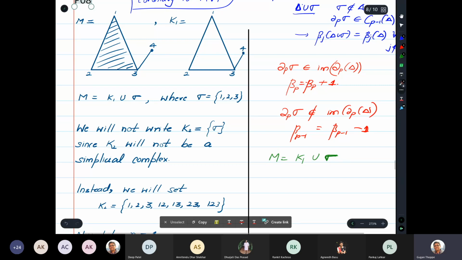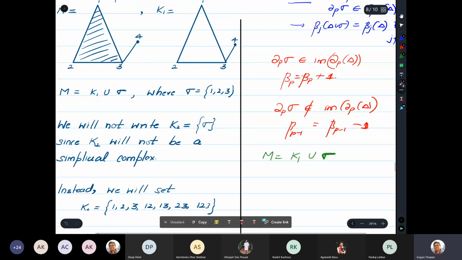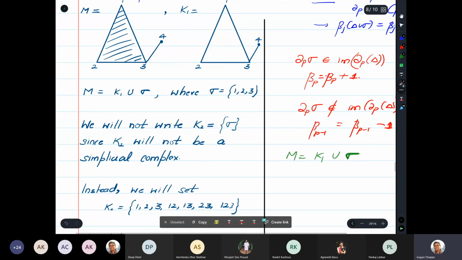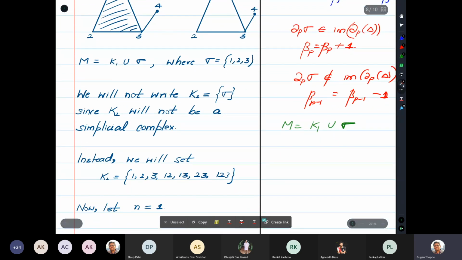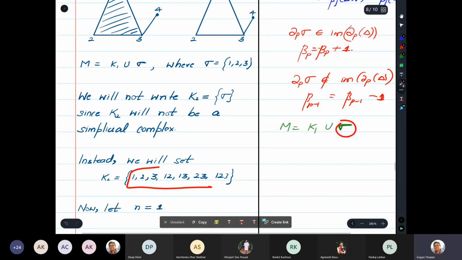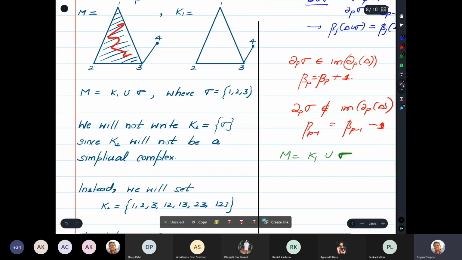Now, in order to apply this Mayer-Vietoris theorem, in particular the corollary of the Mayer-Vietoris theorem, notice that this way of writing K1 union sigma is not a good way, because sigma by itself is not a simplicial complex, right? So, to apply this Mayer-Vietoris theorem, we want that K1 and K2 both be simplicial complexes. So what we will do is, we will define K2 to be a collection of faces such that this forms a simplicial complex and includes sigma, right? So sigma over here is this triangle 1, 2, 3.